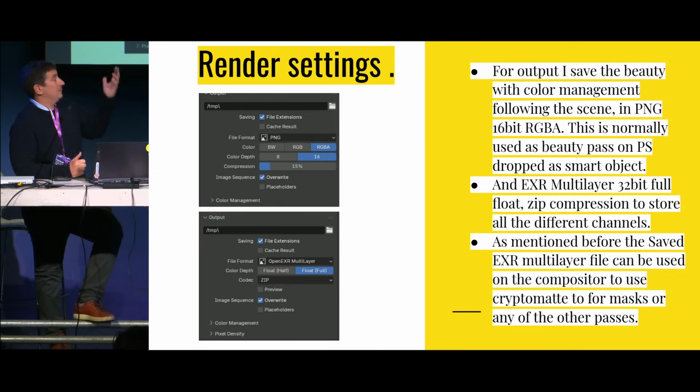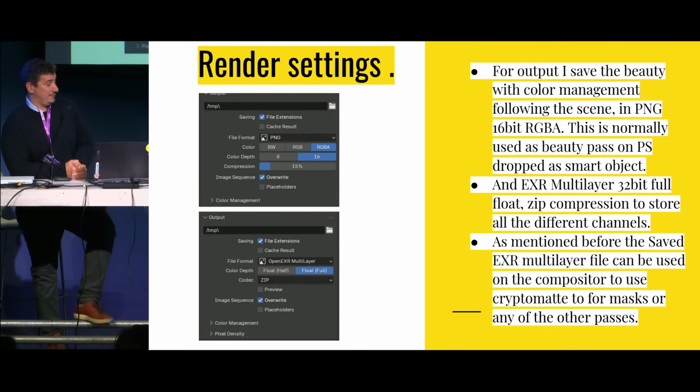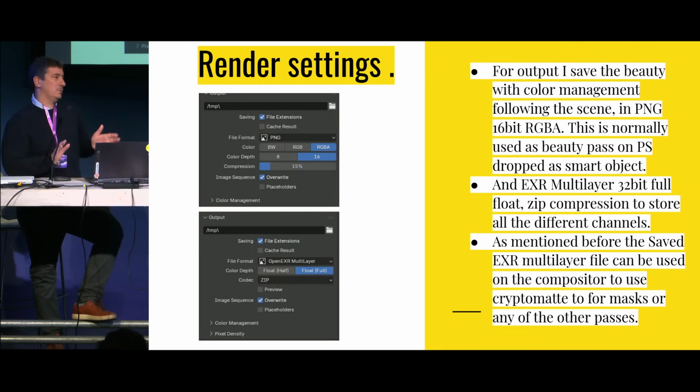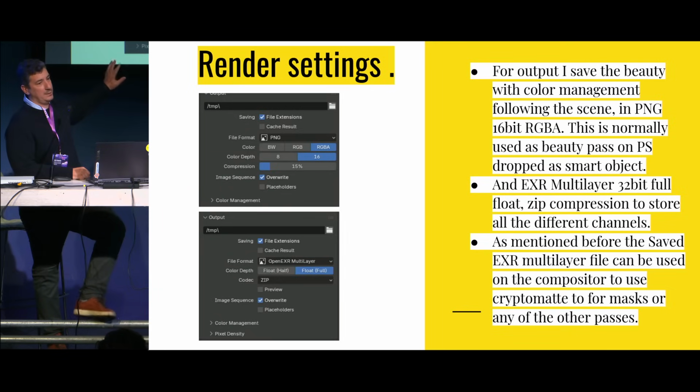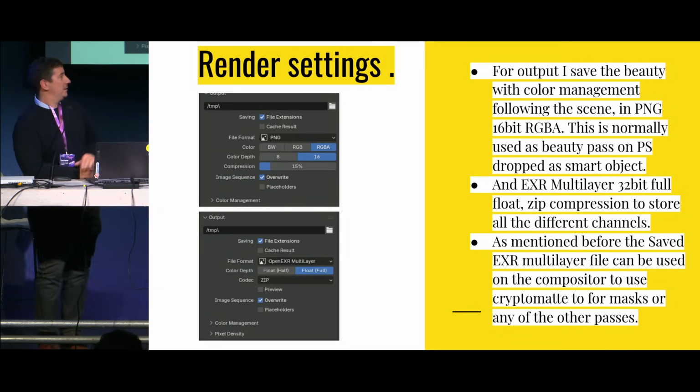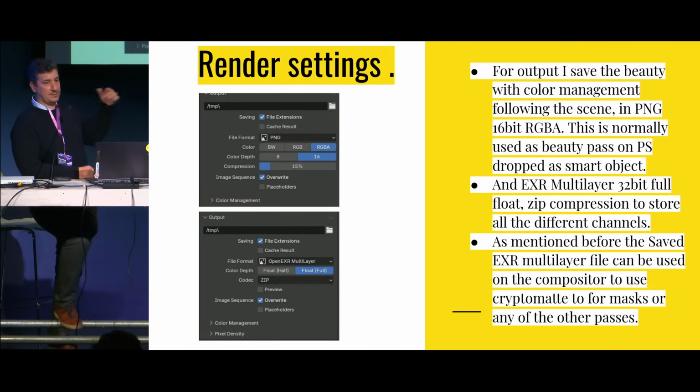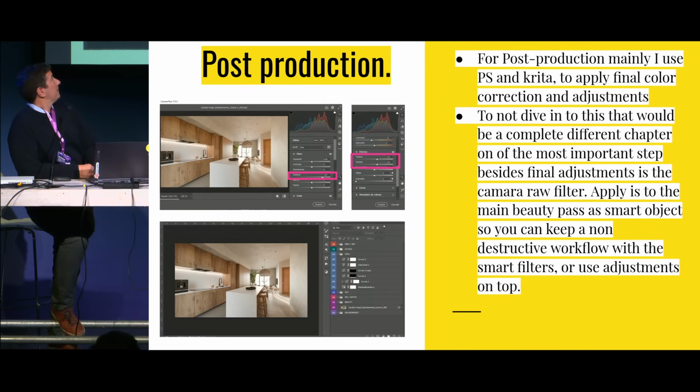And this is how we save the files. For the beauty pass, mainly we don't use the EXR, to avoid all this kind of working in 32-bit software. So if the image looks, we know, more or less correct, we save the beauty in 16 bits and in PNG, and then we keep all the other layers in the EXR file, just in case we need the mask or any other pass. And then we do just the post-production.